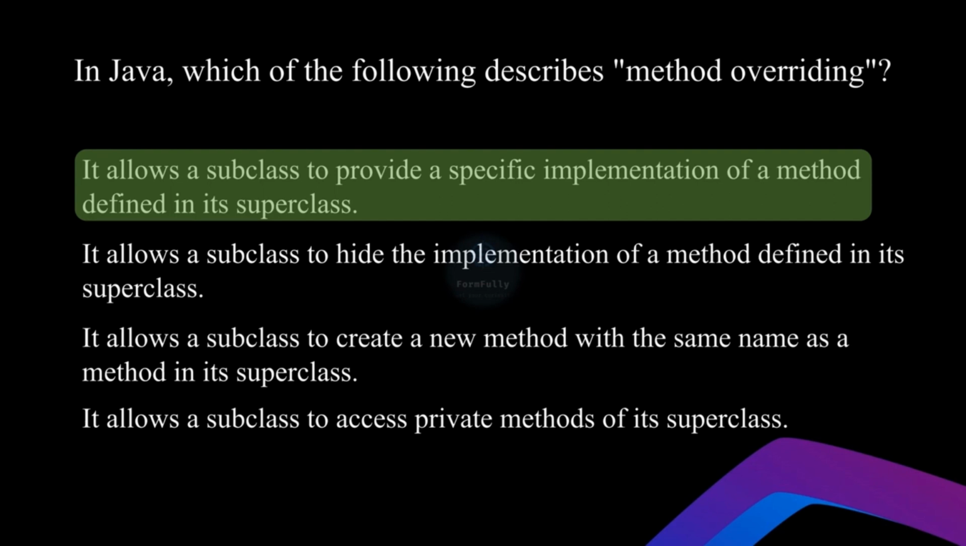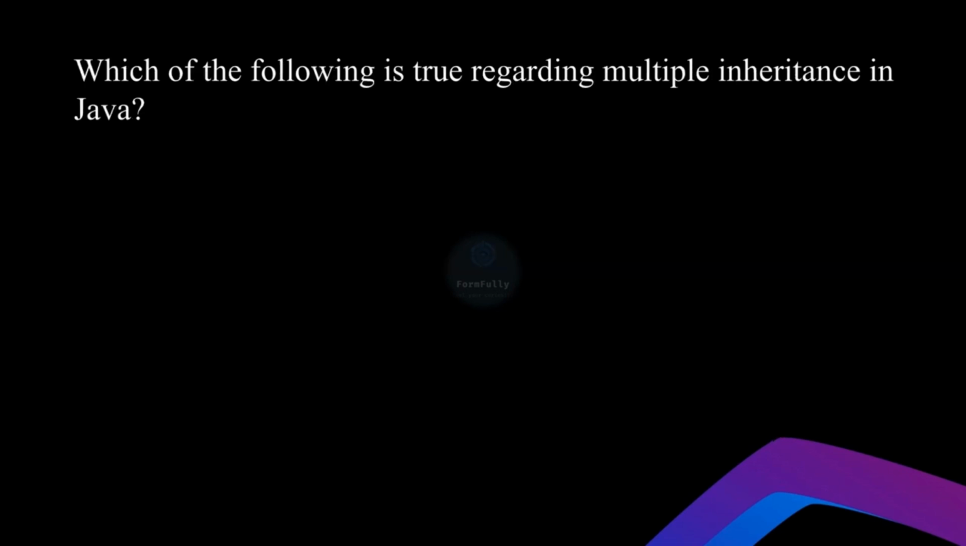Option B is incorrect as it describes method hiding, not overriding. Option C is incorrect as it's about method overloading, not overriding. Option D is incorrect because private methods of a superclass are not accessible in a subclass. So option A is correct.